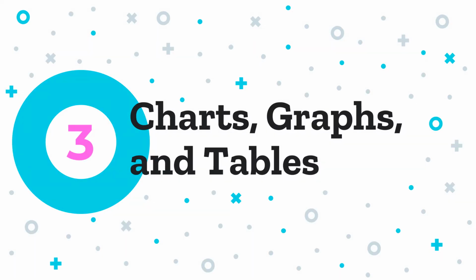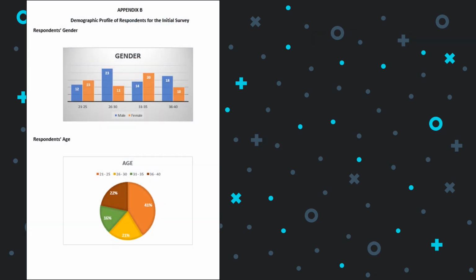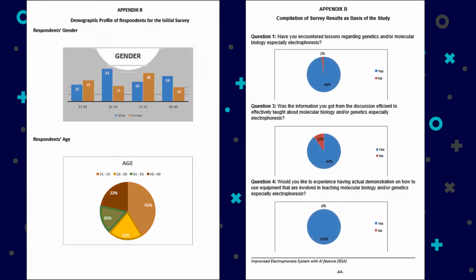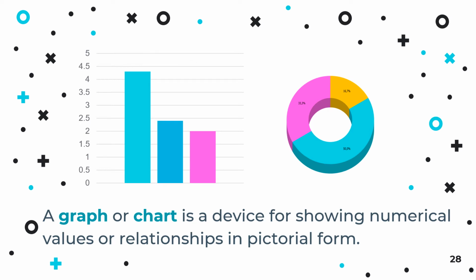Now, how do we use this in creating charts, graphs, and tables? Well, you can choose the information so that you can create graphs or charts or tables. These are just examples of charts. Now let's define what a chart or a graph is. So we say that it is a device for showing numerical values or relationships in pictorial form.